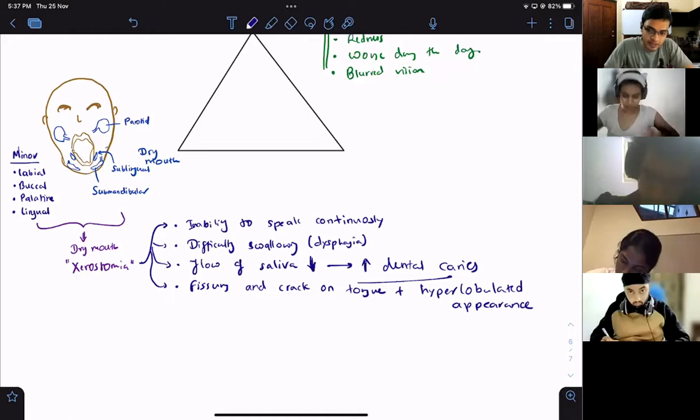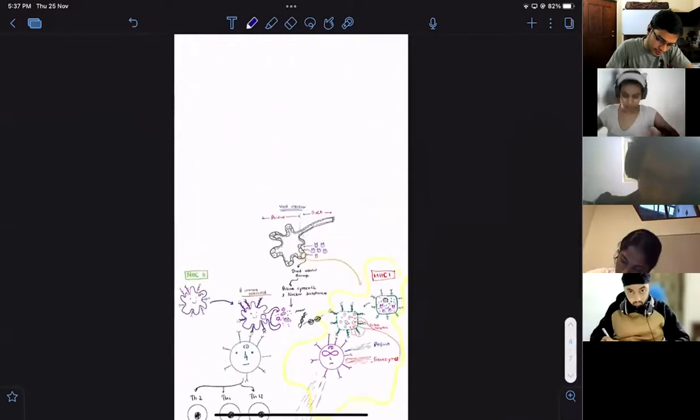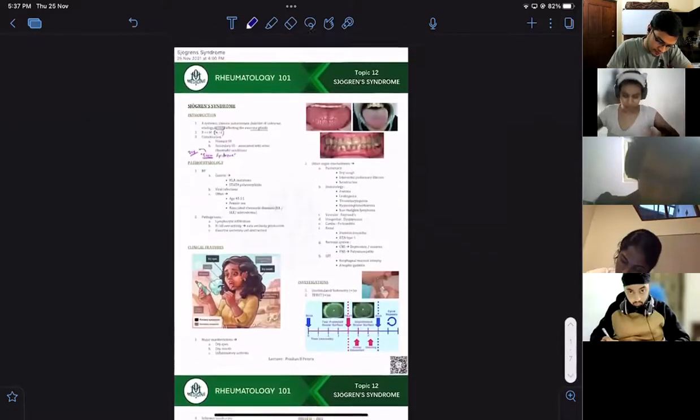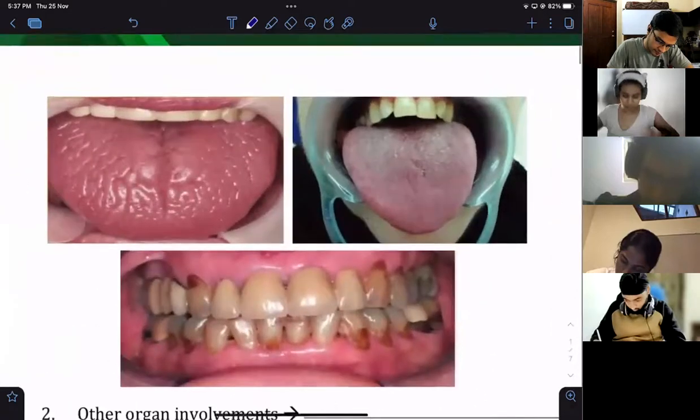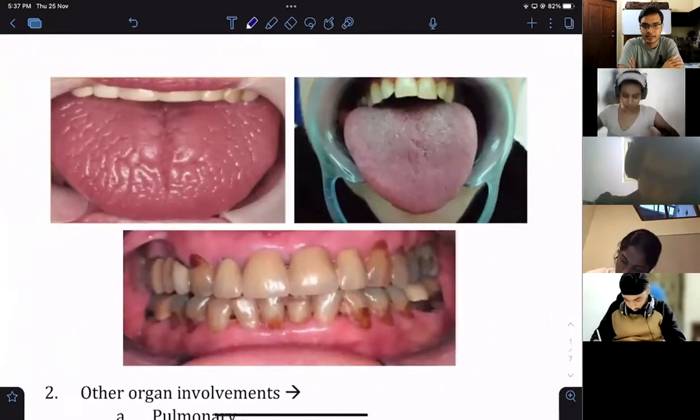This is there in your skeletal note. Just go to your skeletal note. I have put a picture. Look at this, can you all see? Fissuring, can you all see? Actually, can you all see? Can someone unmute?